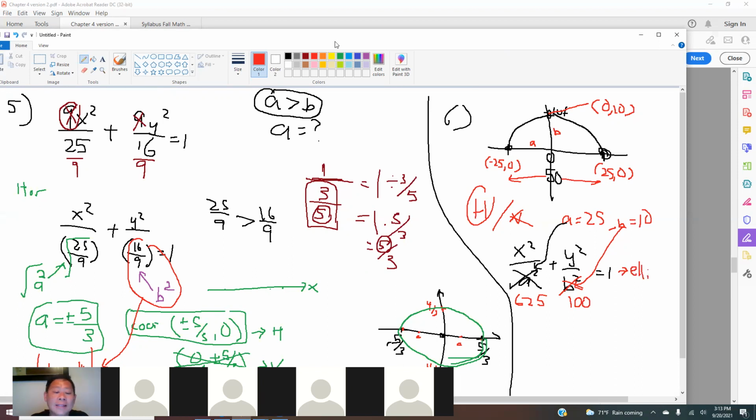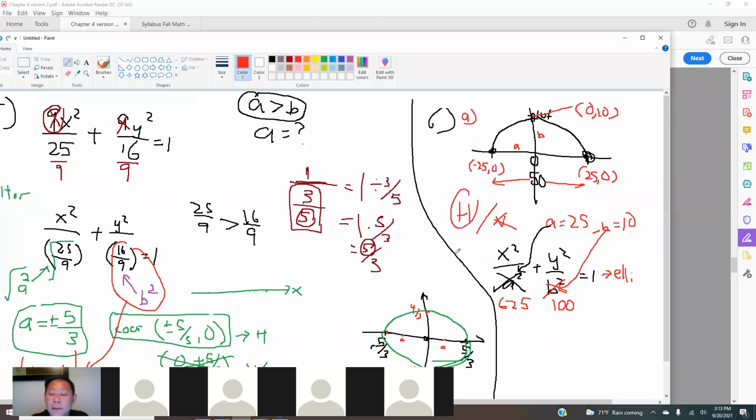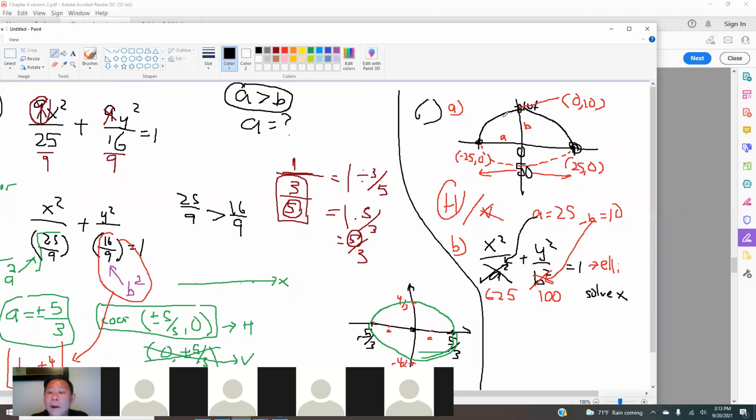So the question in part A was asking us to find the equation. Now we are doing part B. But unfortunately, this is not the whole ellipse. It's only a semi-ellipse. So you begin to solve for x. If you go the other way, a vertical way, you solve for y, because it's cut on the y-axis. This one is cut on the x-axis by half. So you solve for x.